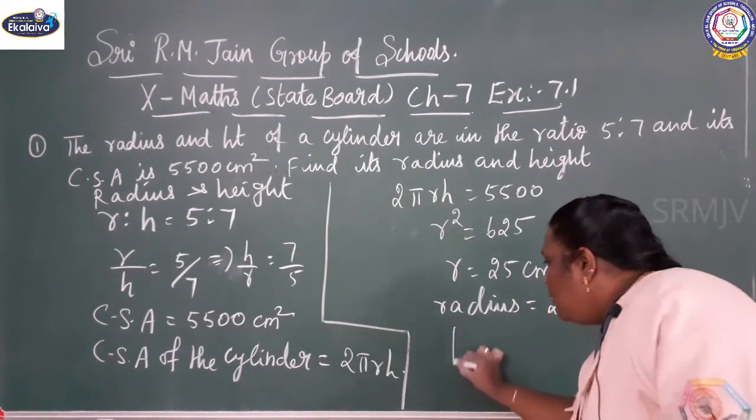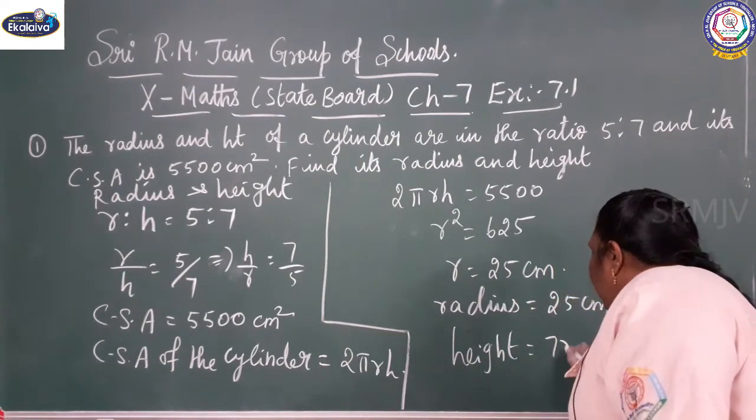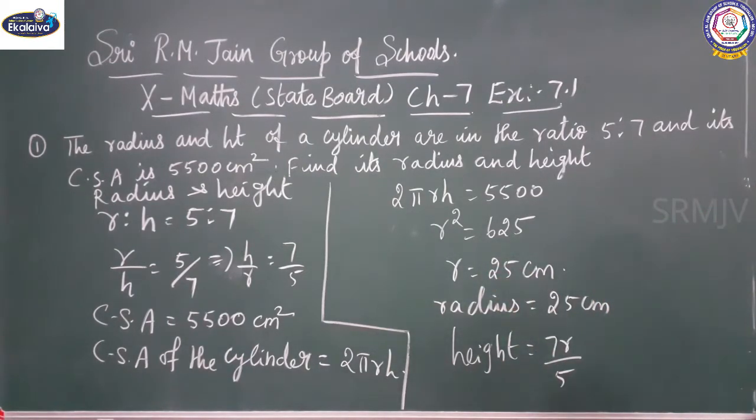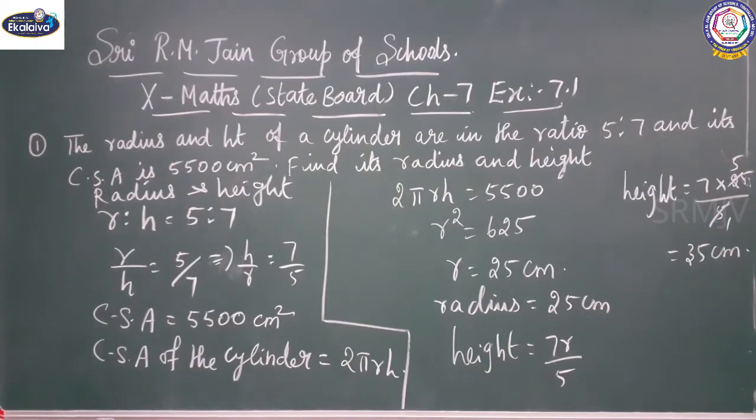Height equal to 7R by 5. Height equal to 7 into R by 5. The R value is 25. 25 by 5, 5 fives are 5. Height equal to 35 centimeter. Height equal to 35 centimeter.